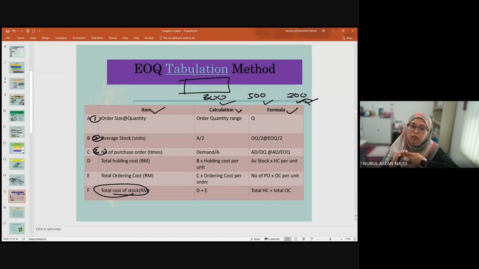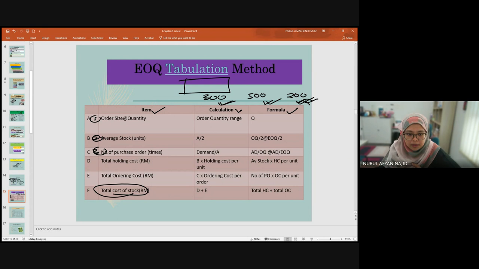So tabulation method kita akan start dengan order size. Order size ni 300, 500, 200. Okay, kadang-kadang ada dalam soalan, kadang-kadang tak ada dalam soalan. So you kena cari. Okay, average stock, macam mana nak kira average?